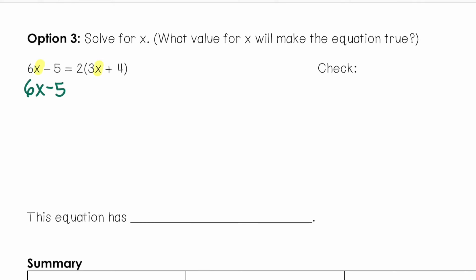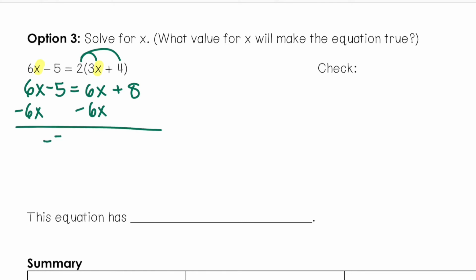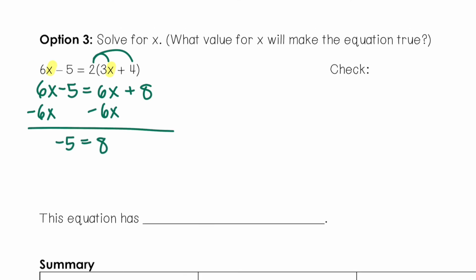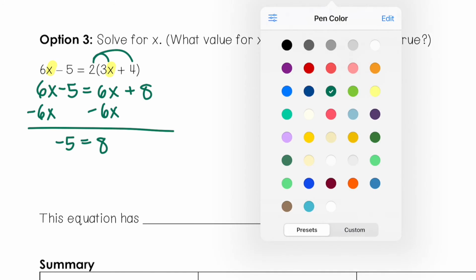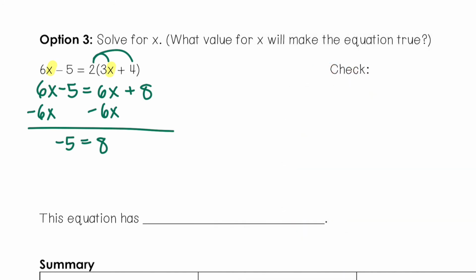Then from there, you might notice again that the equation looks a little weird. I'm still going to approach it as I would normally, by subtracting 6x from both sides. Then I end up getting negative 5 is equal to 8. So negative 5 is never equal to 8. So what that tells us is that there is no number we can plug in for x that will make the equation true. Because there's no possible way for us to make the left side equal the right side, we would say that this equation has no solution.